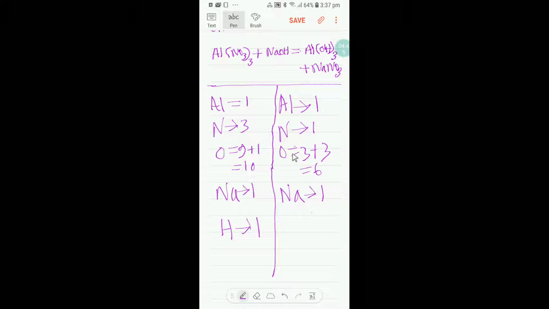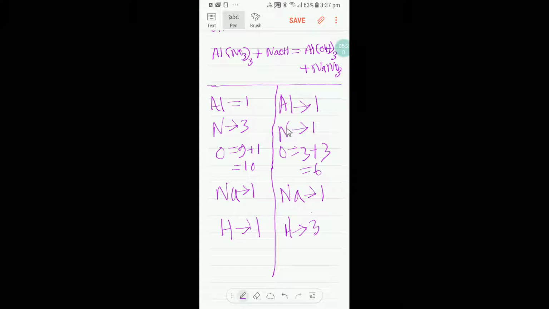Let me write the number of hydrogen here. We have 3 hydrogen, right? And we have 1 sodium, here is 1 sodium, and here we have 1 nitrogen, right? And already we have taken the number of oxygen, right? So now we'll compare the number of aluminum. Here aluminum is balanced, right? Here aluminum is balanced, here nitrogen is not balanced, right?